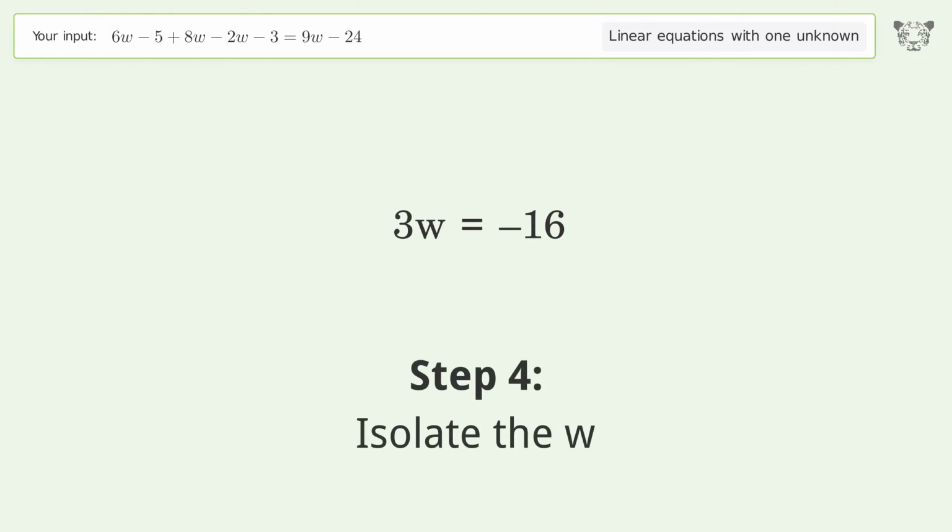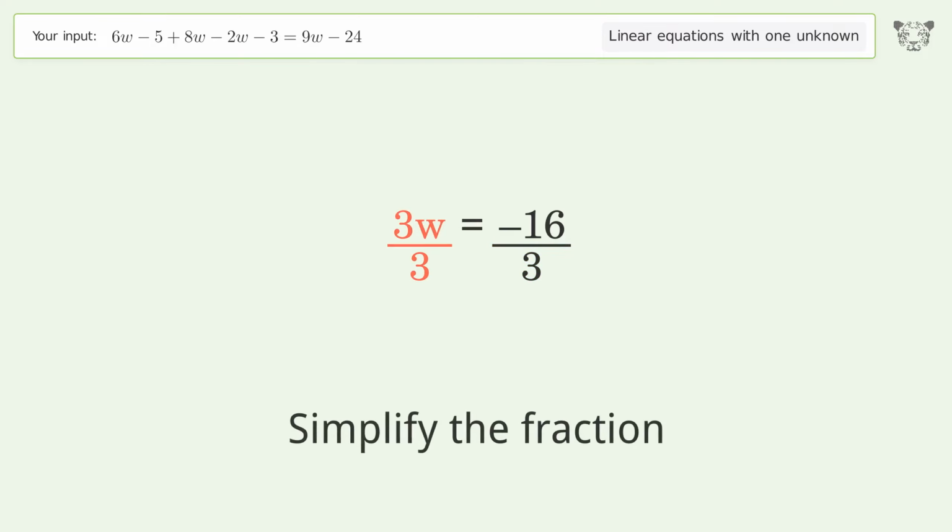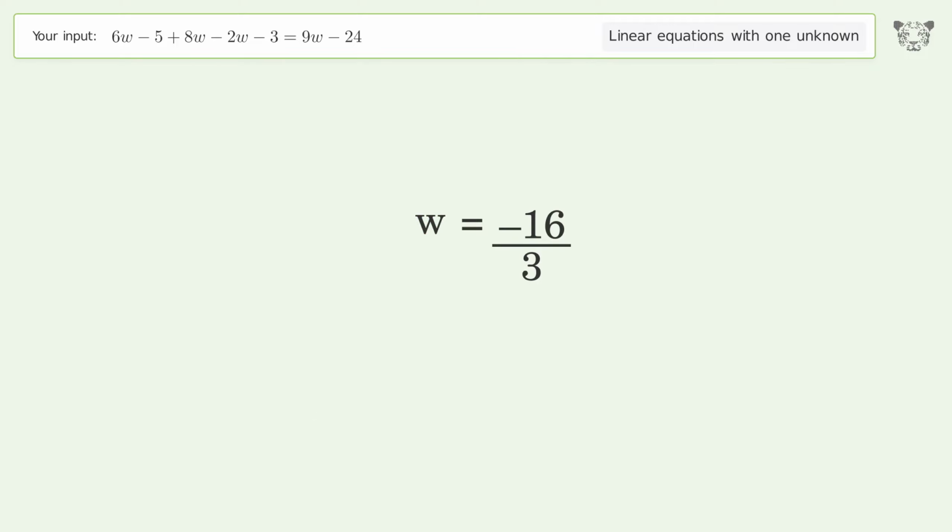Isolate the w. Divide both sides by 3. Simplify the fraction. And so the final result is w equals -16/3.